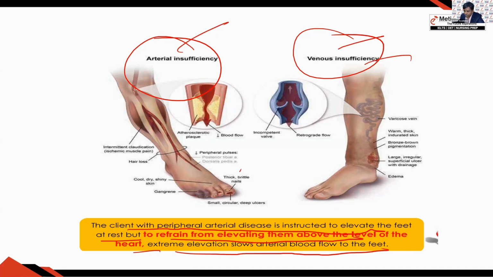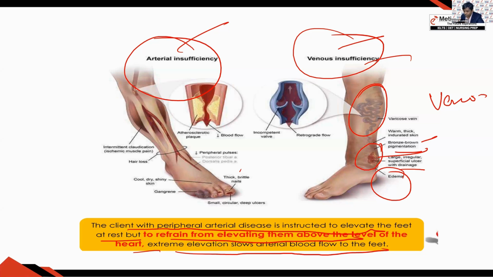Venous insufficiency, because of varicose veins, ulcers will be in the ankle region and the tibial region. The venous ulcer will have brown pigmentation. It is an irregular ulcer with drainage, and with edema. In a venous ulcer, you get edema, and brown skin discoloration will be there.